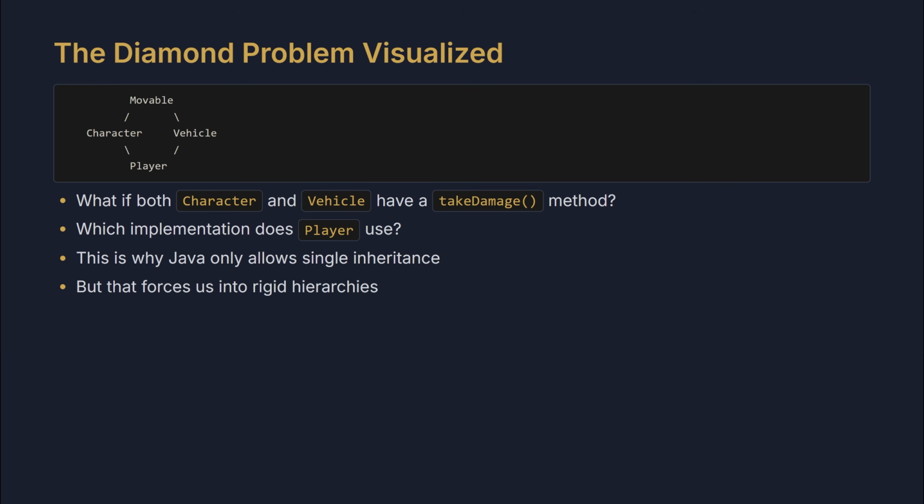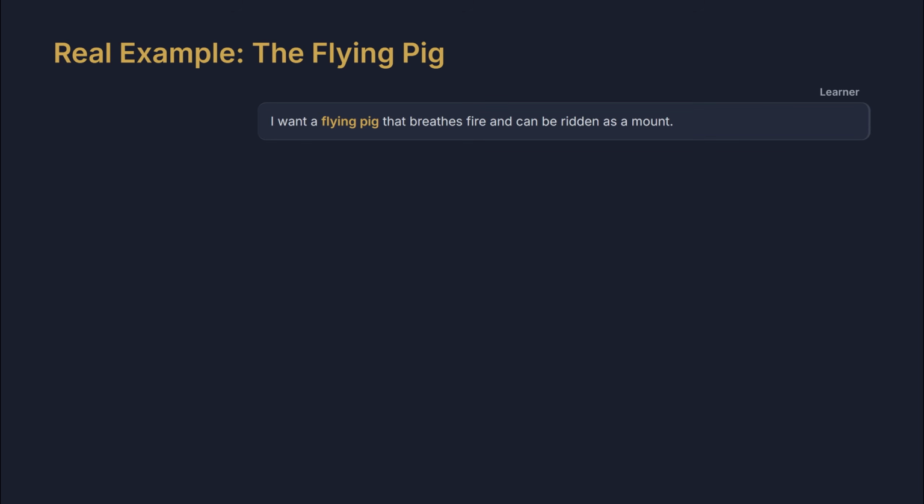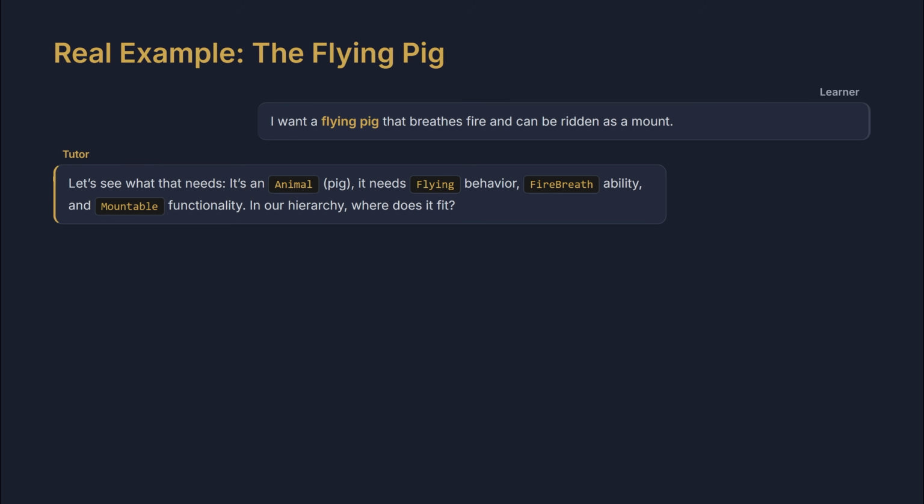Let's make a real example out of this, the flying pig. I want a flying pig that breathes fire and can be ridden as a mount. So let's see what that needs. It's an animal, it needs flying behavior, it needs a sort of fire breath ability, and mountable functionality. In our hierarchy, where does it fit?